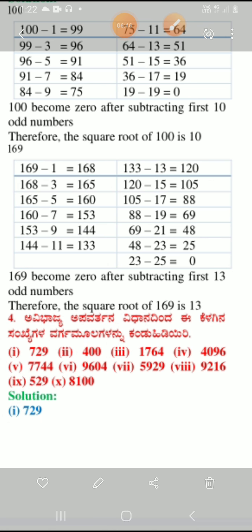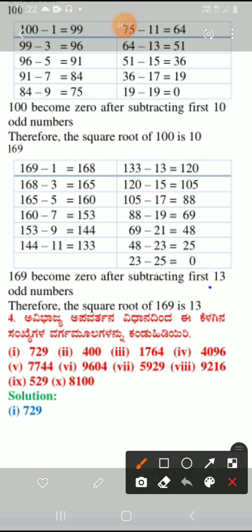is, children, the answer comes as 13. Got it? It's very simple, very simple. So next problem, let's try to see that.